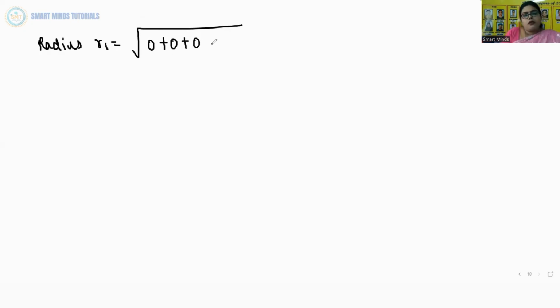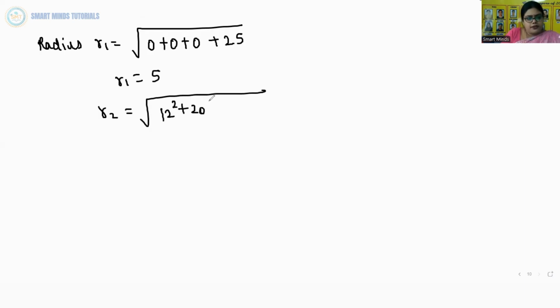Now after finding the center, we will find out the radius. What is the radius? Radius is root over u square plus v square plus w square minus d. So that is plus 25, so R1 is equal to 5. The same way we find it for the second sphere, that is 12 square plus 20 square plus 9 square minus 225. So that comes around to be 400. So that is 20. R2 is 20.